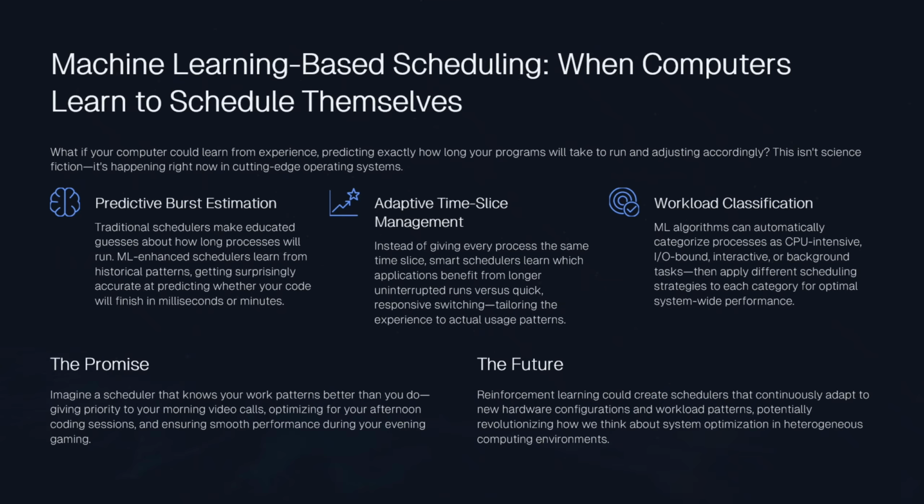Machine learning based scheduling. Machine learning has entered CPU scheduling too. Instead of fixed rules, modern systems learn how programs behave. They predict how long tasks might take, adjust time slices dynamically, and classify workloads: CPU heavy, interactive, or background.